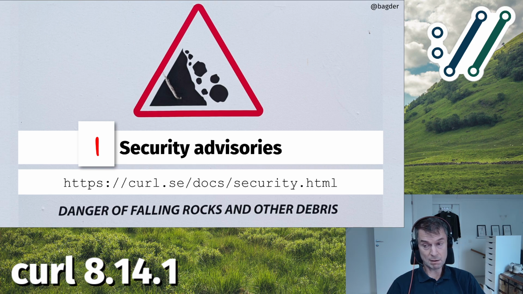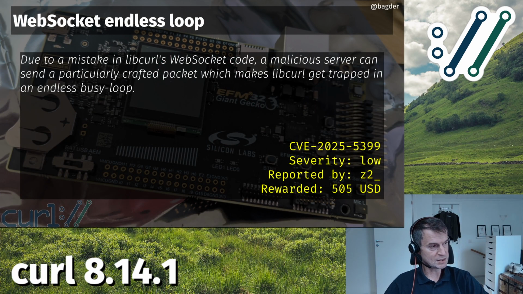And funnily enough, we have a security advisory. We had a week, but we still managed to get a new security report, and we wrote up an advisory. We have a CVE, and we told everyone about it today. And this is what it is about. We call it CVE-2025-5399, severity low, reported by this hacker called Z2 underscore. It's a fun name, but that's the name they go by.